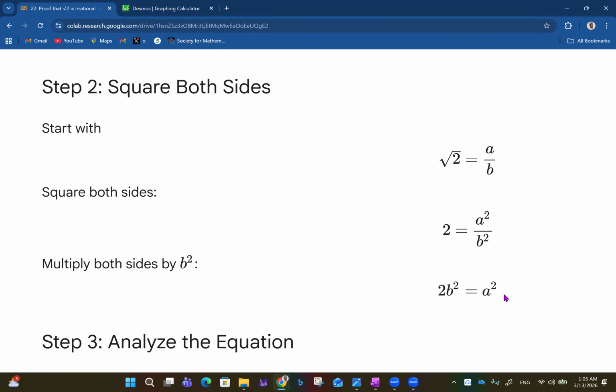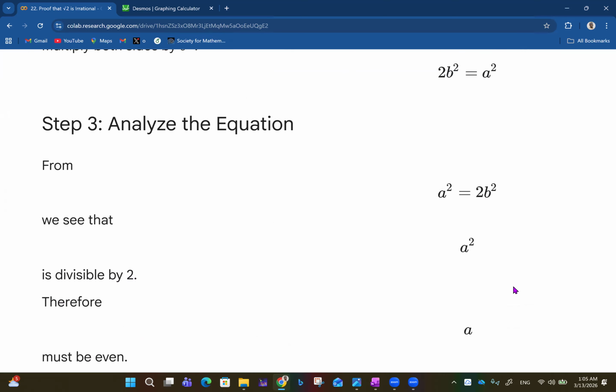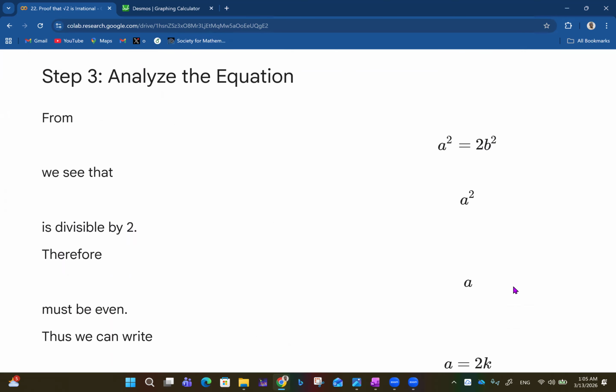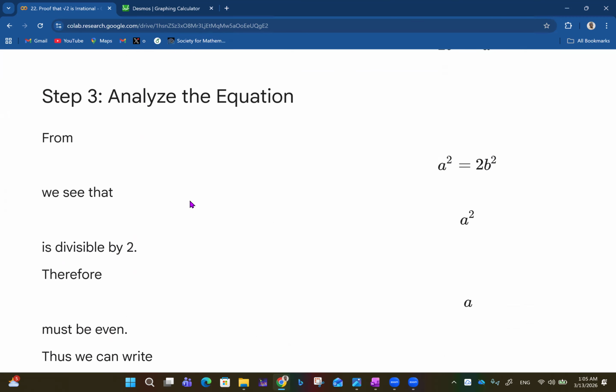Now, let's see something here. You have 2b squared equals a squared. Now, you have to analyze the equation carefully. So a squared, from what we have here, is equal to 2b squared. Now we see that a squared is divisible by 2 because a squared is 2b squared. Whatever b is, as far as the 2 is here, it means a squared is 2b squared, and 2b squared can be divided by 2.